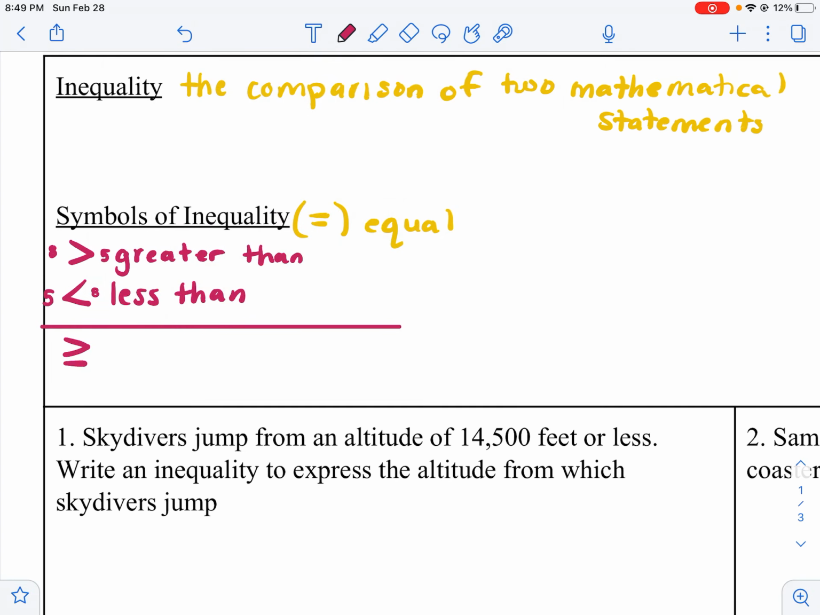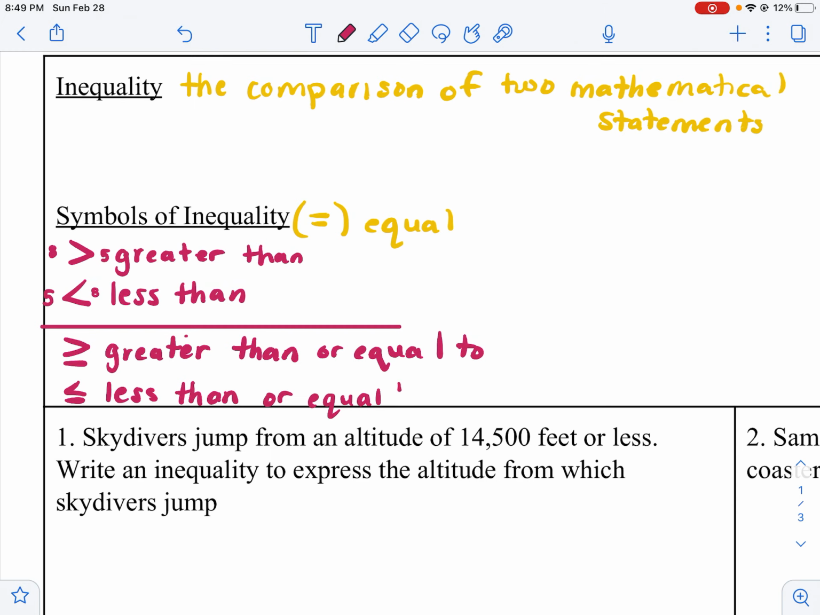So our first one is greater than or equal to. And the next one would be less than or equal to. So that gives us two conditions, less than or the number could be equal to.